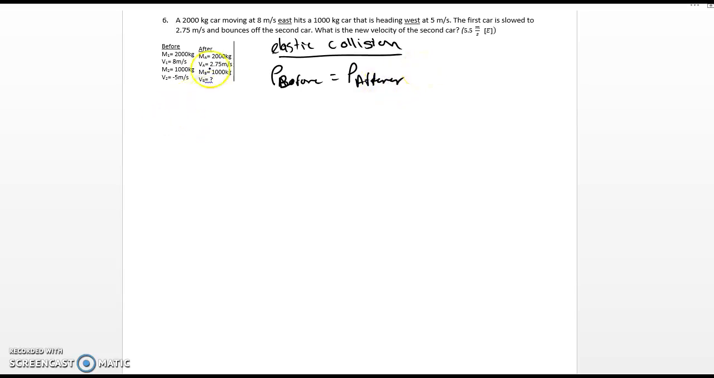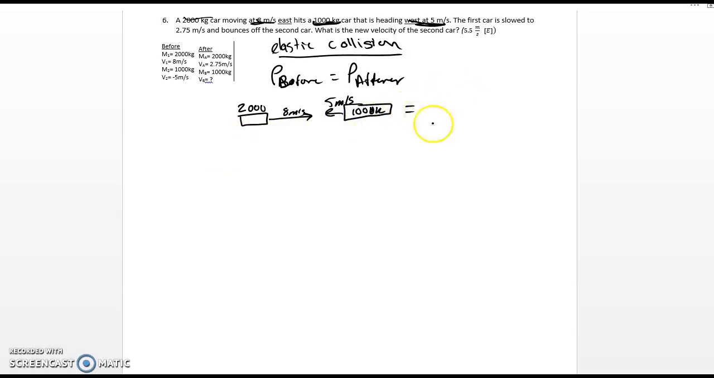Here it tells me that a 2,000 kilogram car is moving 8 meters per second east, and it hits a 1,000 kilogram car that is heading west at 5 meters per second. So here I have a car. I'm just going to draw a box, and it's moving 8 meters per second, and it weighs 2,000 kilograms. And then I have another car that is 1,000 kilograms, and it's moving west at 5 meters per second. When I am doing this, I have to include my signs.